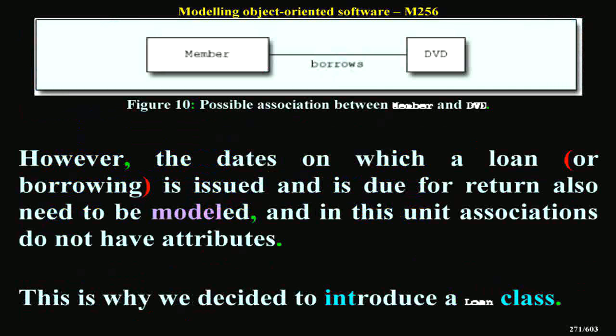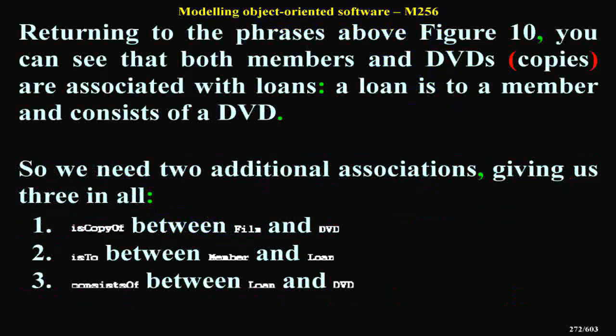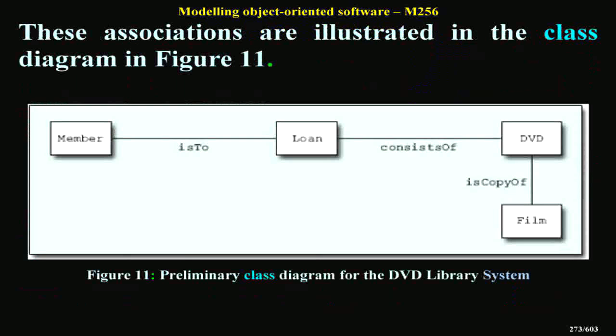However, the dates on which a loan or borrowing is issued and is due for return also need to be modeled, and in this unit associations do not have attributes. This is why we decided to introduce a Loan class. Returning to the phrases above Figure 10, you can see that both members and DVDs, copies, are associated with loans. A loan is to a member and consists of a DVD. So we need 2 additional associations, giving us 3 in all. These associations are illustrated in the class diagram in Figure 11. Figure 11, preliminary class diagram for the DVD library system.